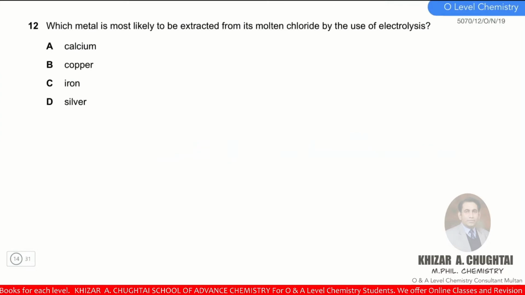Which metal is most likely to be extracted from its molten chloride by use of electrolysis? A metal that is more active than carbon is usually extracted with the help of electrolysis. It cannot be reduced by the smelting procedure. So which one is more active than carbon in this competition of 4 metals? The calcium one.